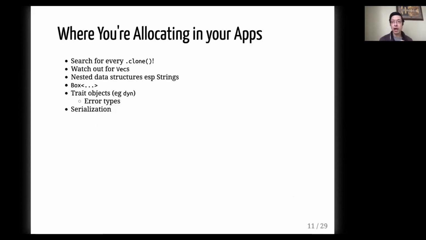Now, where could you be allocating memory in your apps? We'll go over each of these items in detail later, but in no particular order, one item that could take up a lot of memory is serialization. That creates a lot of temporary objects. Another one is when you use traits, trait objects, which we'll go over in a minute. And anytime you use clone and data structures and so forth.